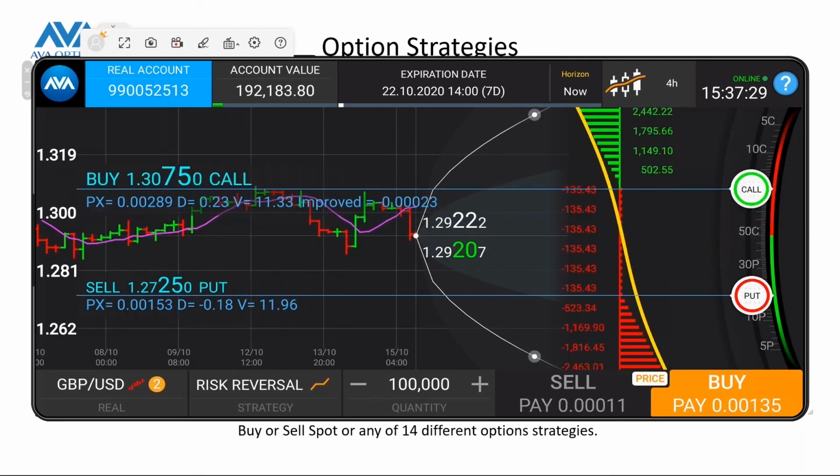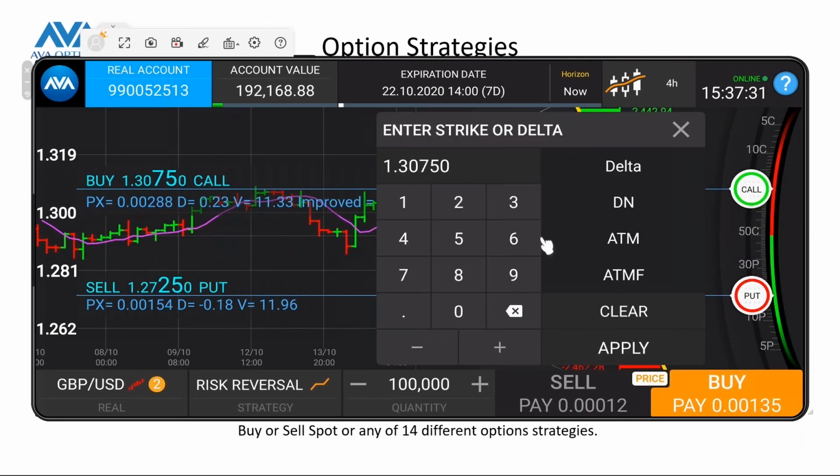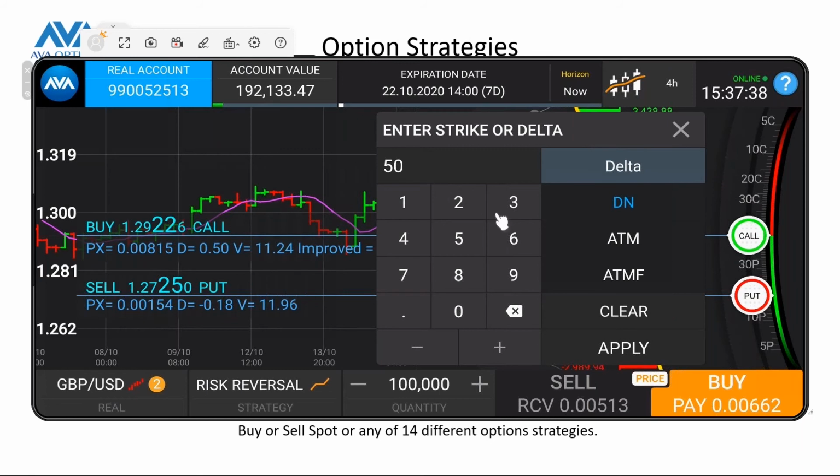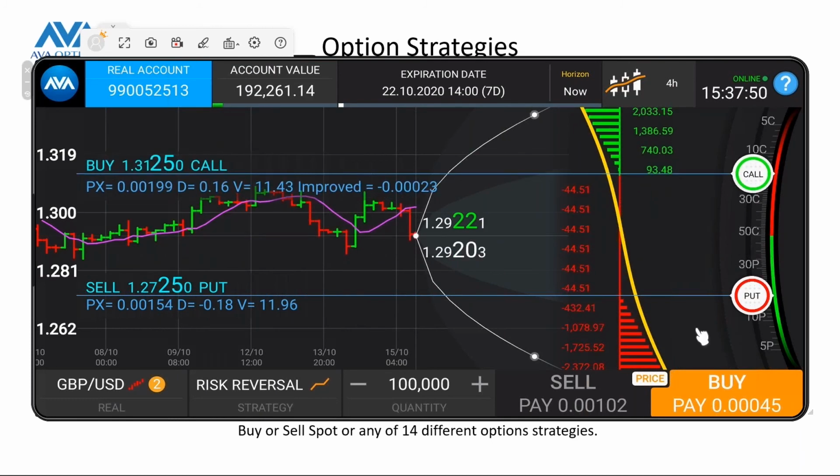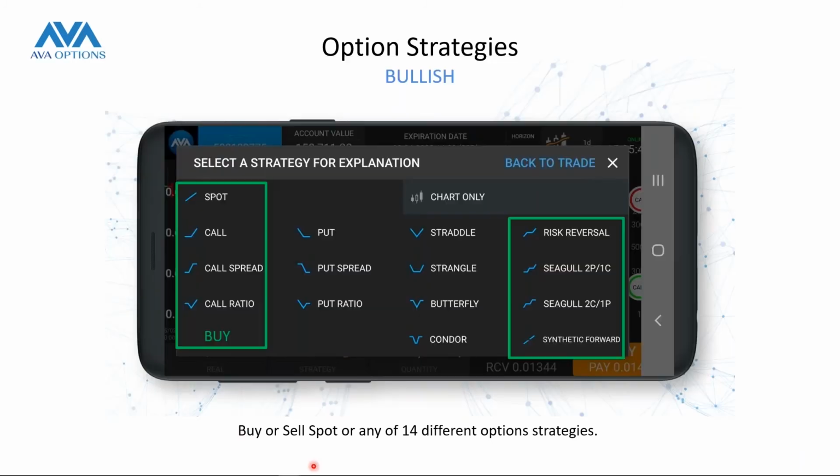So I can explicitly enter the requested delta, or I can choose delta neutral, which is like a 50 delta. I can choose the at the money strike. I can choose the at the money forward strike. We've got various choices in setting the strikes, or just use the handle, which is the more fun way. Let's move on. The other strategy I want to talk about is the synthetic forward.